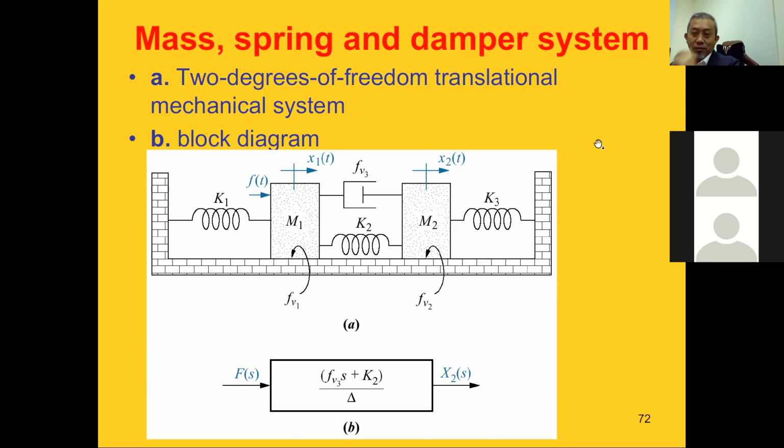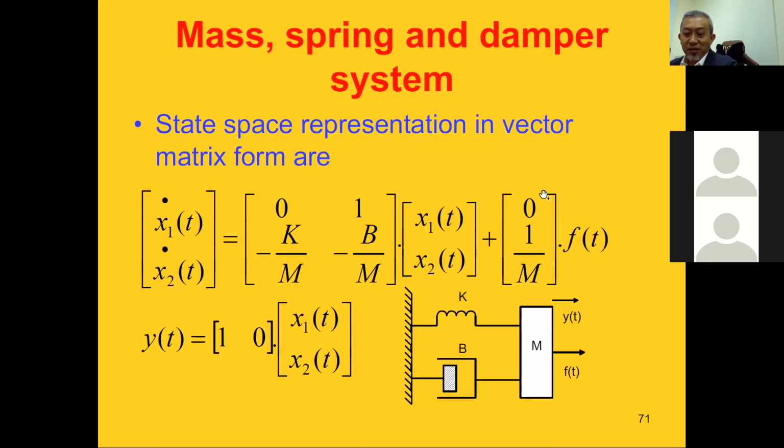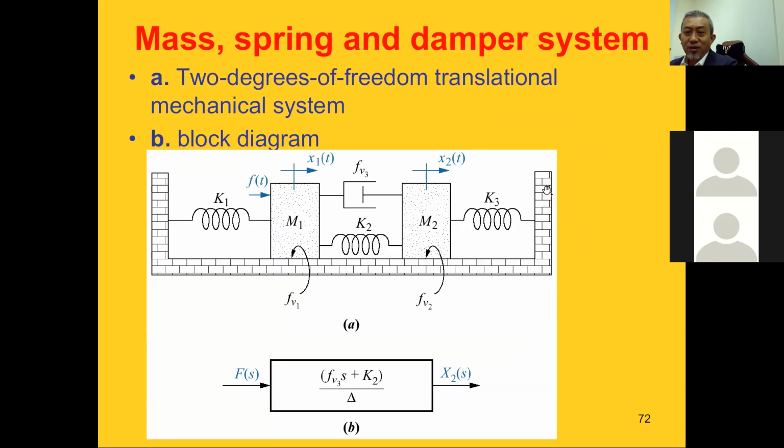This question is very easy, very basic. The real question will be like this, where you have two masses, M1 and M2, three springs, K1, K2, and K3, and one damper, for example, with two displacements, X1 and X2.